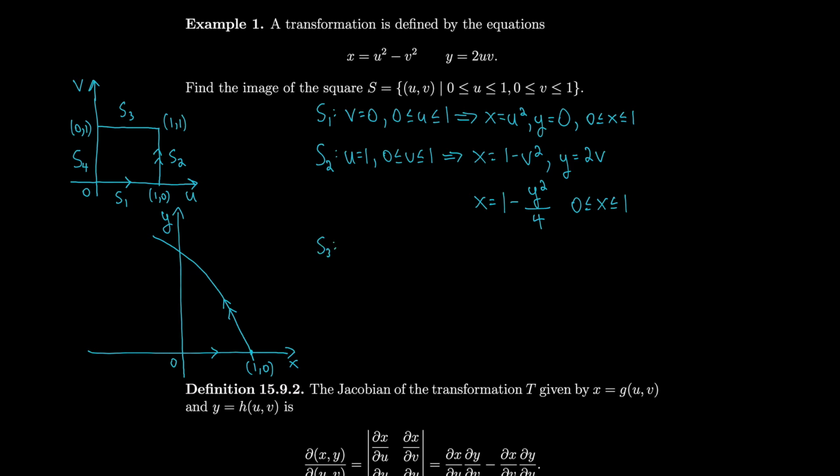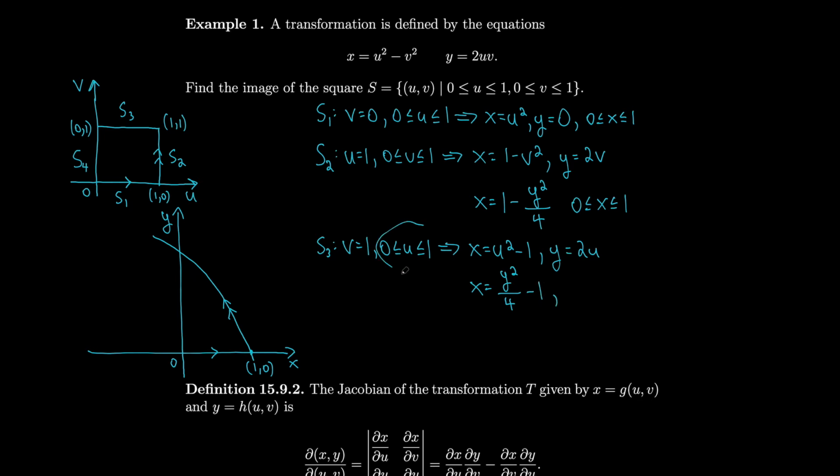So for S3, we have u going between 0 and 1, and v is constant 1. So that implies, when we plug in, that x is u squared minus v squared, so x is u squared minus 1. y is equal to 2u. So again, we eliminate our parameter. u is y over 2. That means that x is y squared over 4 minus 1.